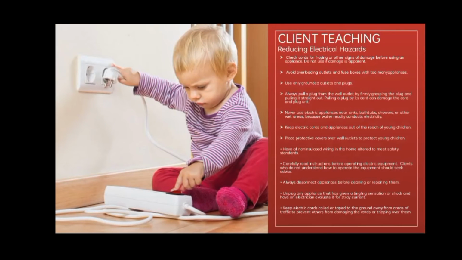Client teaching. This is for reducing electrical hazards. Check cords for fraying or other signs of damage before using an appliance. Do not use if damage is apparent. Avoid overloading outlets and fuse boxes with too many appliances. Use only grounded outlets and plugs. Always pull a plug from the wall outlet by firmly grasping the plug and pulling it straight out. Pulling a plug by its cord can damage the cord and plug unit. And yeah, pretty much the teaching to reduce electrical hazards.